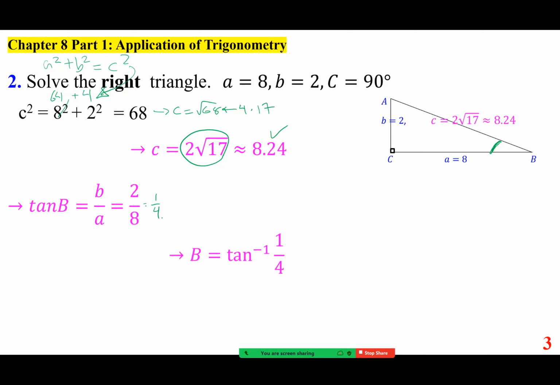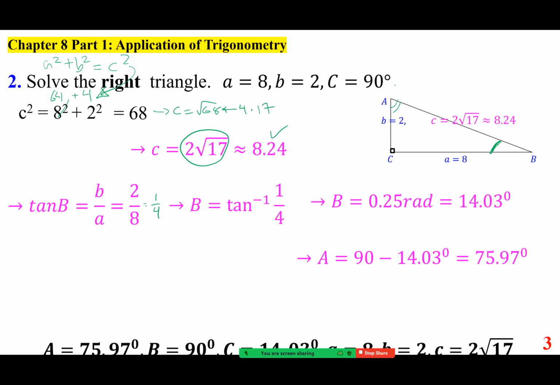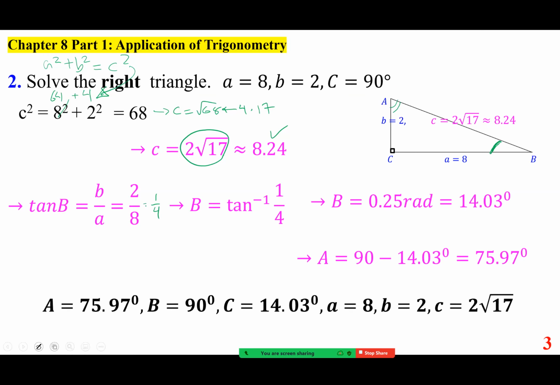So B is the tan inverse of that. Using a calculator, we end up with 0.245 radians or 14.03 degrees. And so all we have to do is subtract this from 90 degrees to find A. And we can write out the whole thing: A, B, C, lowercase a, lowercase b, lowercase c.